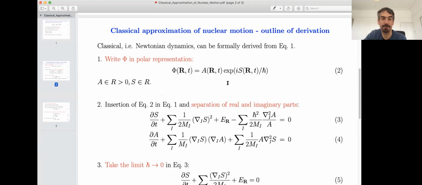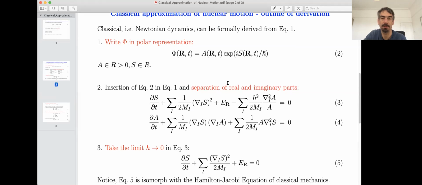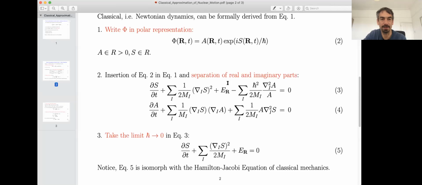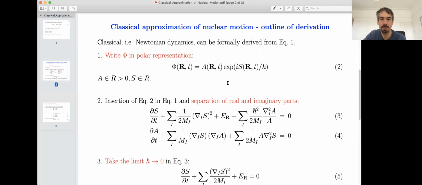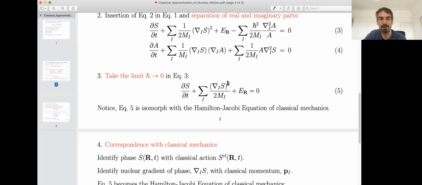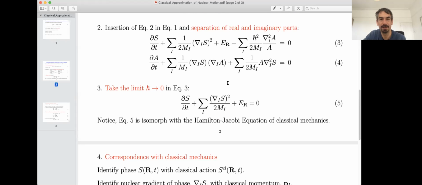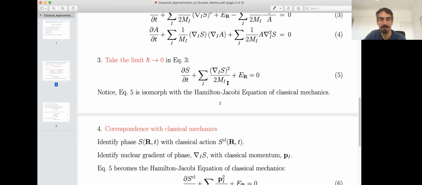Okay, I don't know whether you have seen these things before. Going from quantum to classical usually involves taking the limit of h bar goes to 0 at a certain point, as we have done here in step 3. It's actually quite nice to see this correspondence principle, and that you arrive at an equation that's sort of isomorphic to a classical equation of motion.